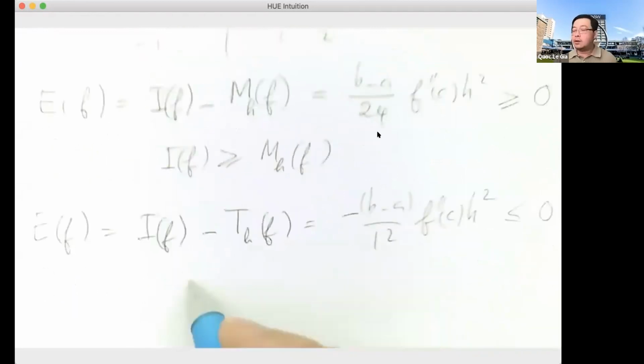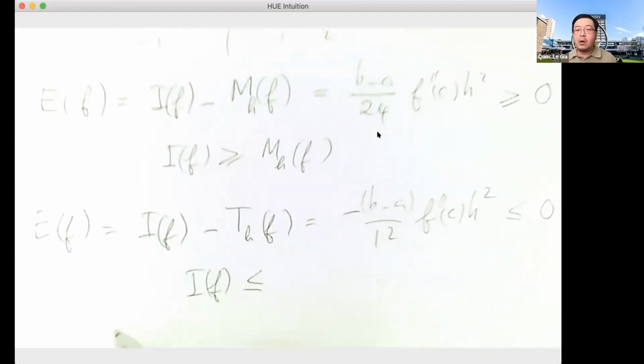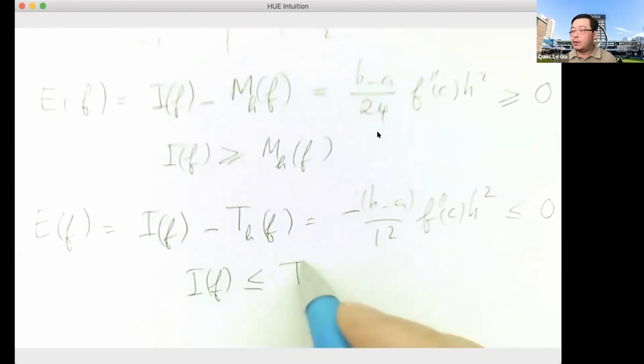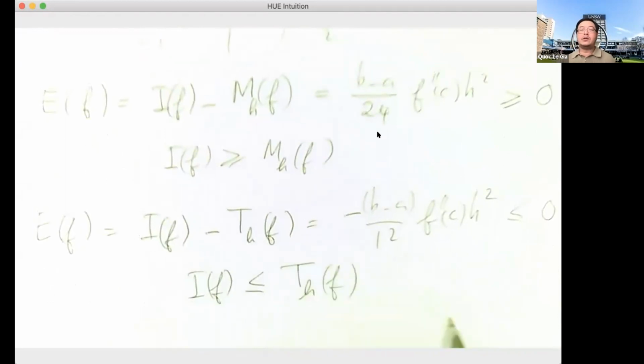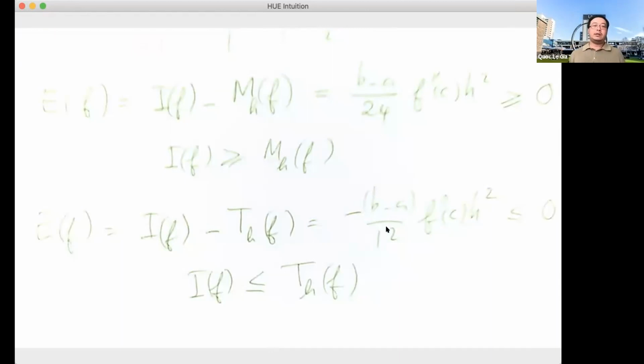Therefore the integral of f is smaller than the trapezoidal rule applied to f. This is true for all partitions, and true for all concave up functions. So it's a very general result, and we just use the theorem. But the theorem requires you to prove a lot of stuff already.